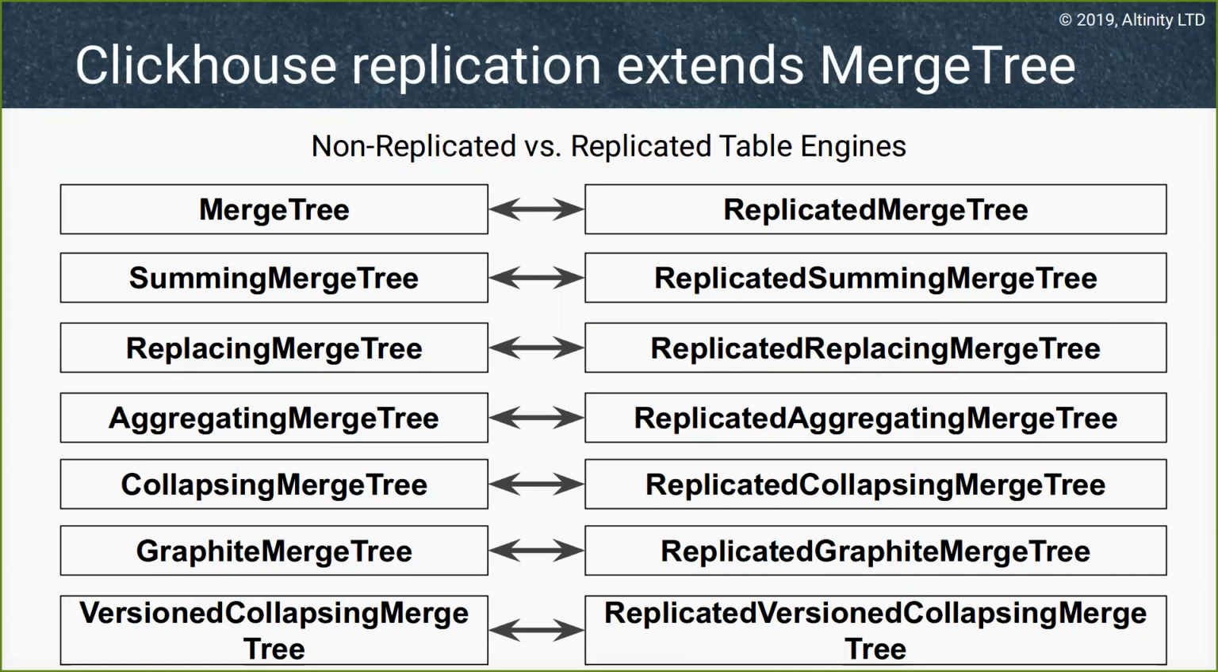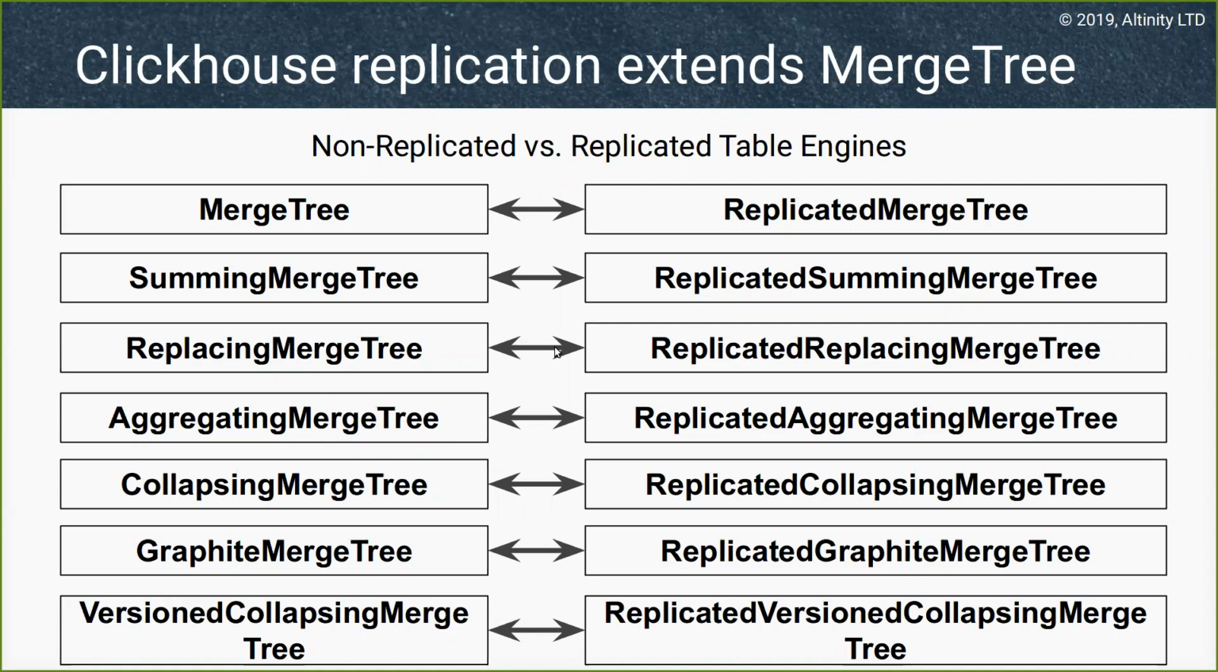MergeTree has many variants. For example, summing and aggregating MergeTree are commonly used in materialized views. There are other engines here, and in each case, there's an extension to the engine which includes replication. So what this means is that when we talk about replicated data, it's going to be using MergeTree and have the usual MergeTree behavior, whichever engine you've selected, but in addition, it's also going to be replicated.